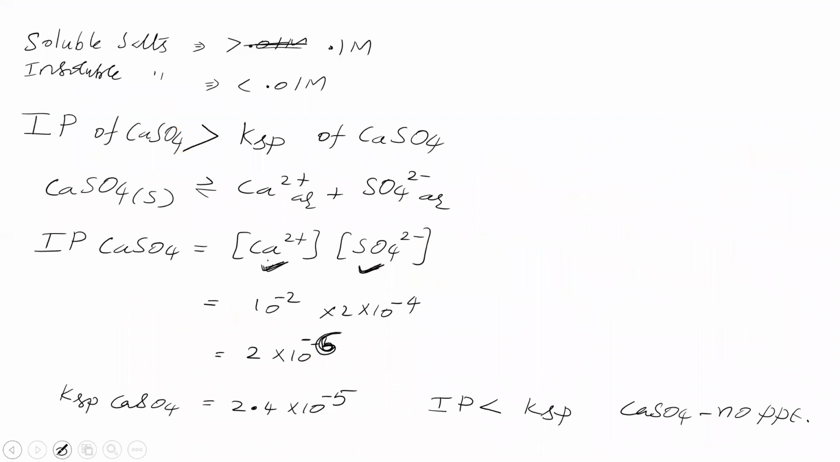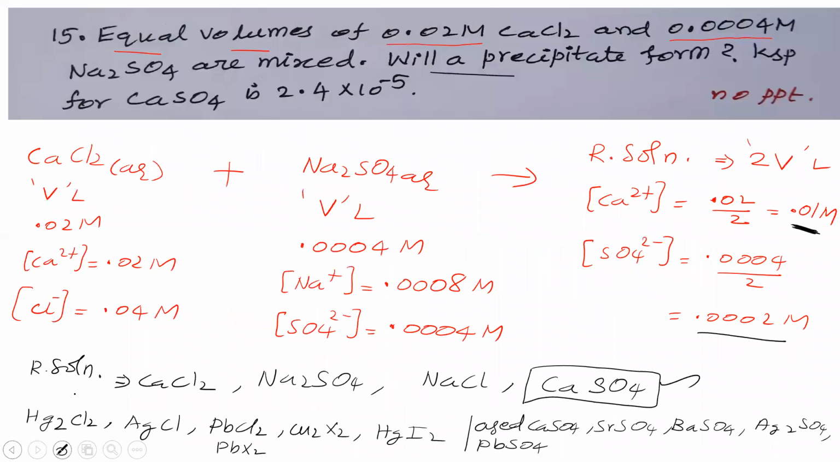Now we will go for one more look at the previous expression. Here the calcium chloride given in this question is 0.02 molar. So the concentration of calcium ion is 0.01 molar.